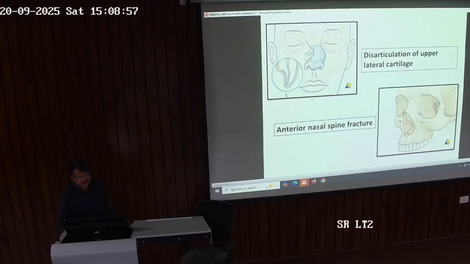Disarticulation of upper lateral cartilage. See, the upper lateral cartilage is displaced towards the left side. And this area shows the anterior nasal spine fracture. Anterior nasal spine is the area where the base of the septal cartilage is placed.